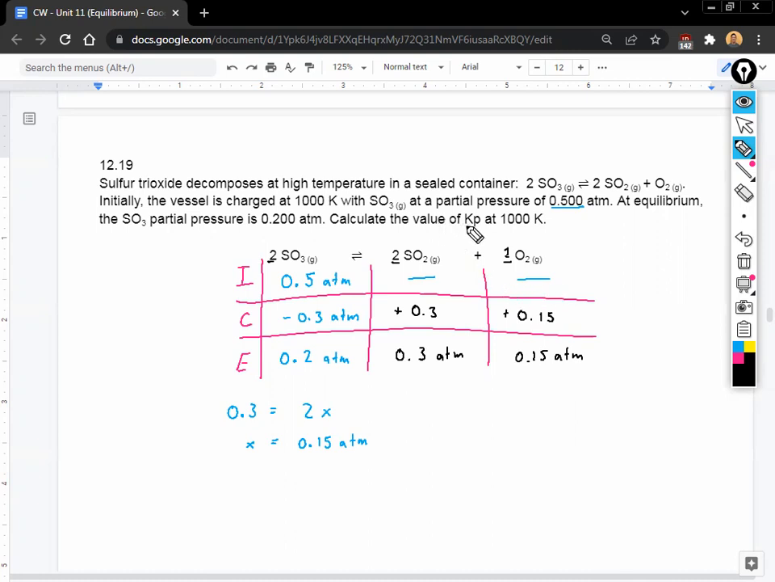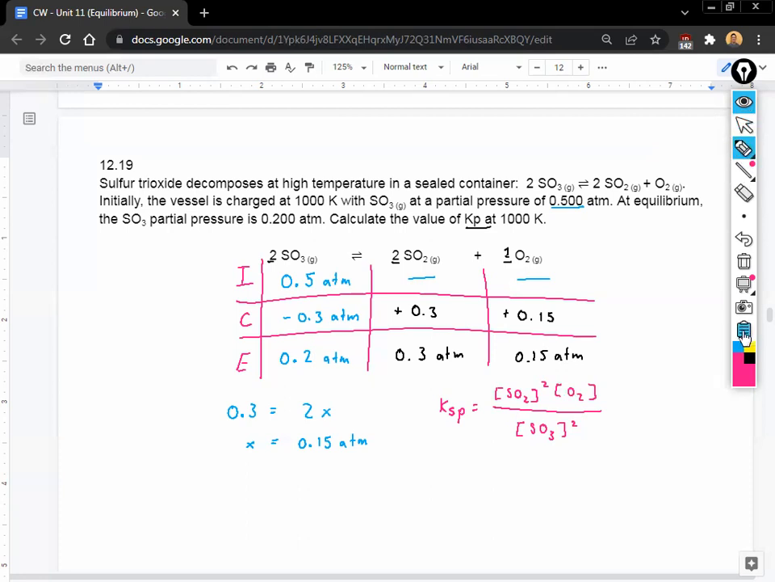Okay, now we got to calculate the KSP. And so what we're going to do is set up our equilibrium constant formula. So the KSP is going to be the products. So the concentration of SO2, but since there's a 2 in front of it, we got to square it, times the concentration of O2, and no exponent because it's just 1, divided by the concentration of SO3 squared. Okay, and we're just going to plug in our values into this.